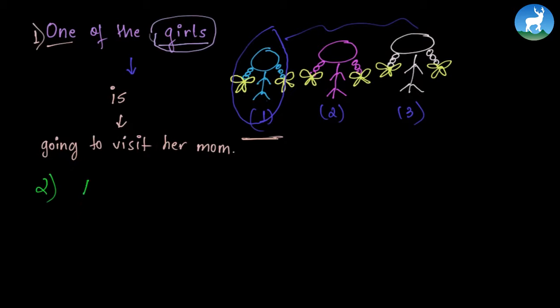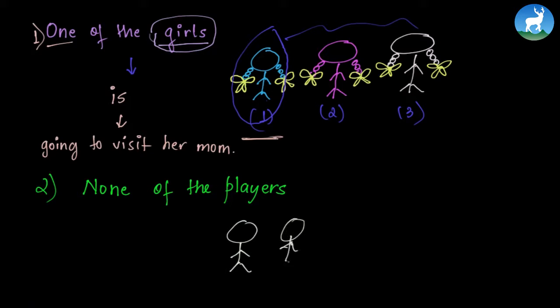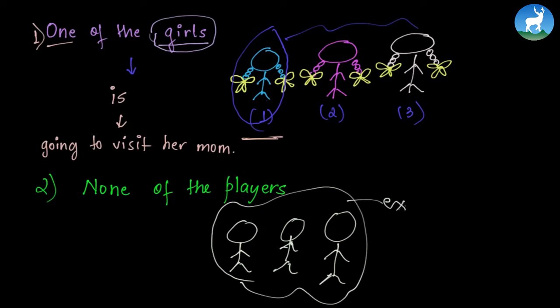Now another example. None of the players. This is another tricky one. Now let's assume there are 3 players. None of the players means all of these 3 are excluded. That means none of the players means all of the players are not going to play, right? None of the players are. So we use are over here.